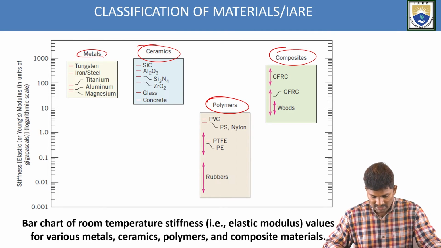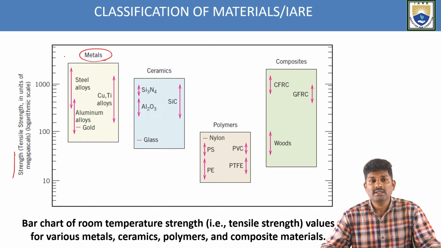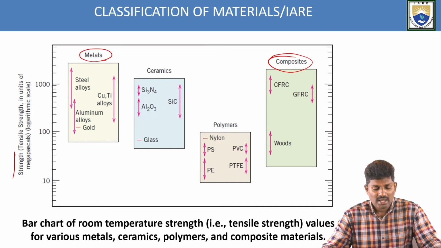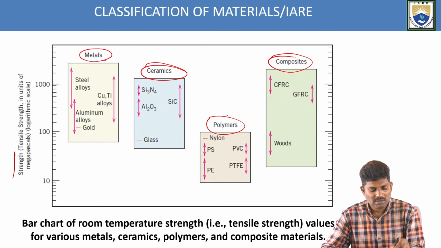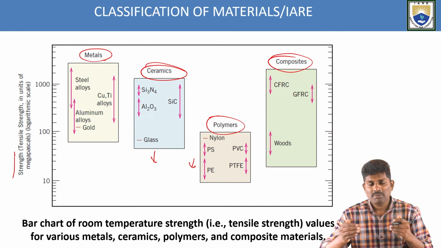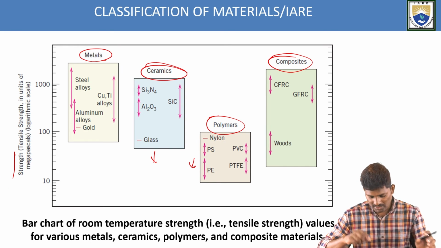And if you see the strength, that is the tensile strength, again the metals will have a higher tensile strength, almost similar to the composites. So composites and metals will have similar strength, and ceramics as well as polymers again will have lesser strength. So the properties are varying. We can see here metals have different types of properties, ceramics have different types of properties. So that's why, based upon the application, you have to select.